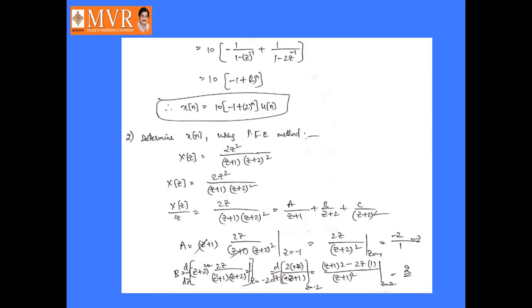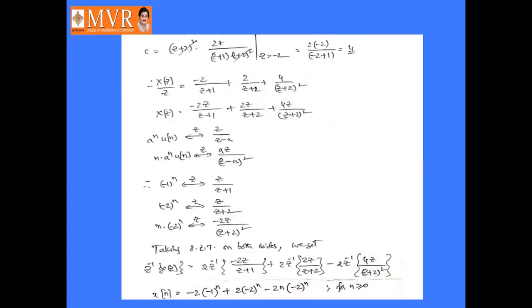And how to calculate the B value? B equals d by dz of (z plus 2) whole square into 2z by (z plus 1) into (z plus 2) whole square, keeping z equal to minus 2. Here (z plus 2) whole square and (z plus 2) whole square get cancelled. It will become 2z by z plus 1. This is in the form of u by v, so we use the formula: v into du by dv minus u into dv by dv, all over v square. So we'll get the value of B as 2.